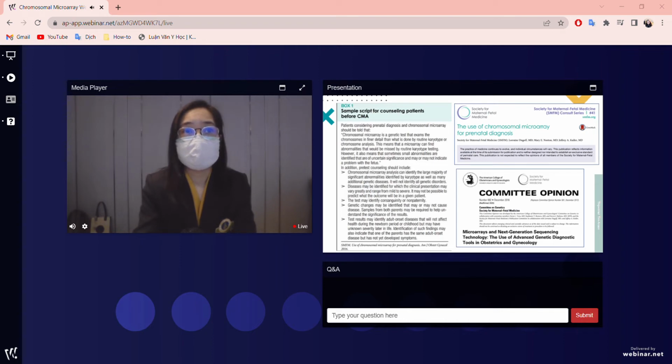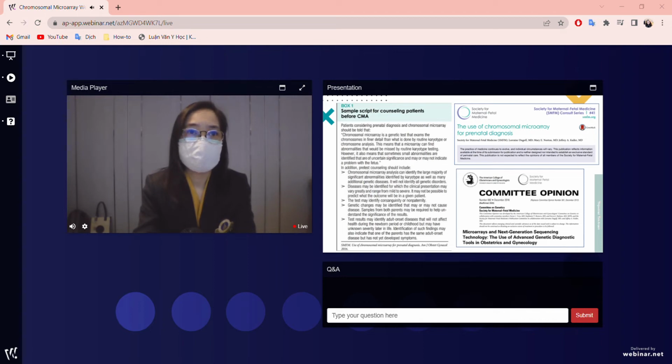You can give information like this: it is a genetic test that examines the chromosomes in finer detail than the karyotype or chromosome analysis. The microarray can find abnormalities that can be missed by the routine karyotype. But it also means that sometimes a small abnormality identified can be of uncertain significance. That means it may or may not indicate a problem for the fetus. I think this sentence is very important, because the couples need to know about the possibility of these results.